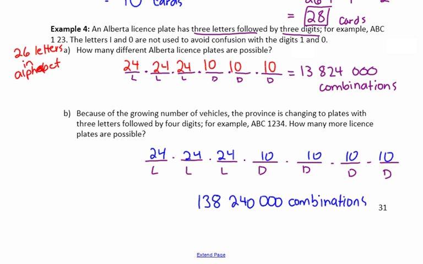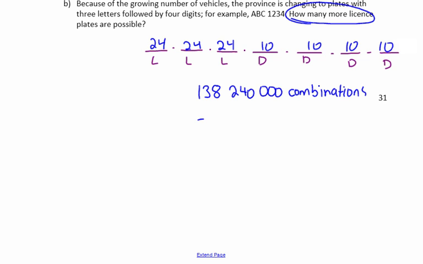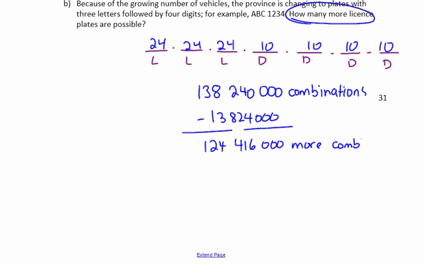How do I get how many more? Subtract from how many we had before. So minus the 13,824,000 gives us a total of, I'm just going to help you out here, 124,416,000 more combinations. Just by adding one extra number.